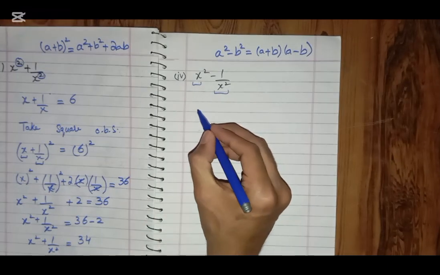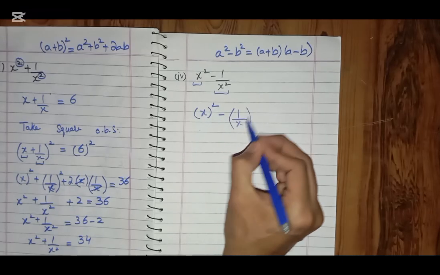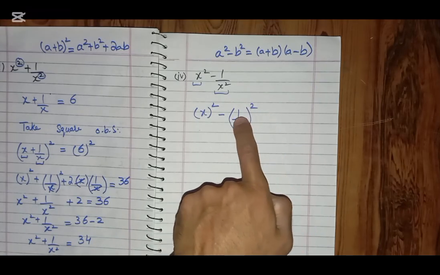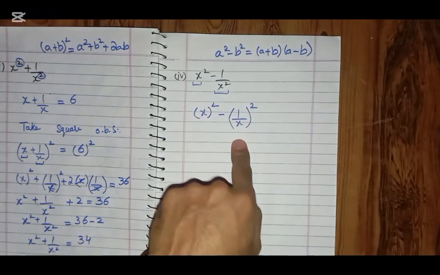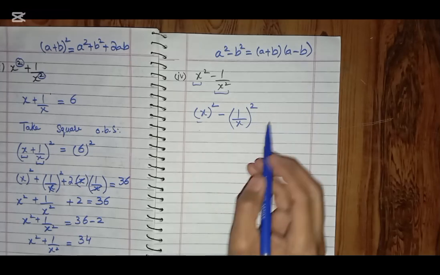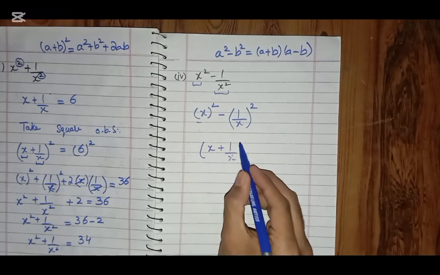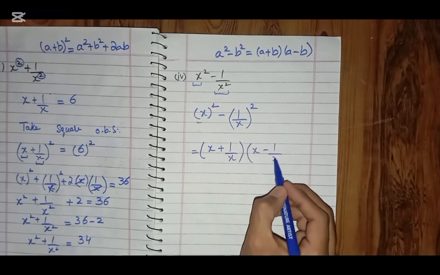First step, you write x square as x whole square, and 1 over x square is written as 1 over x whole square, because if we apply this square, the square of 1 is also 1, and simply applying this it will become 1 over x square. If it is a square minus b square, you write it as a plus b and a minus b.